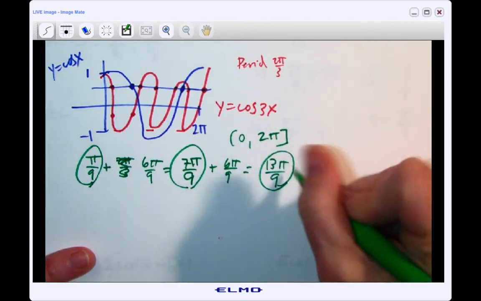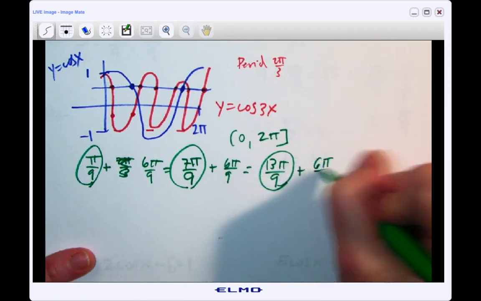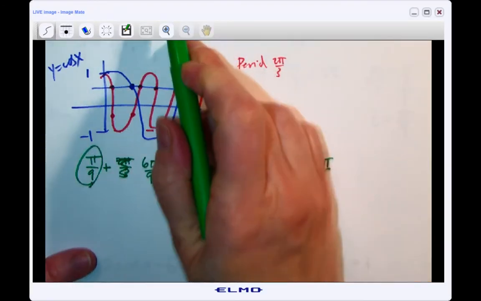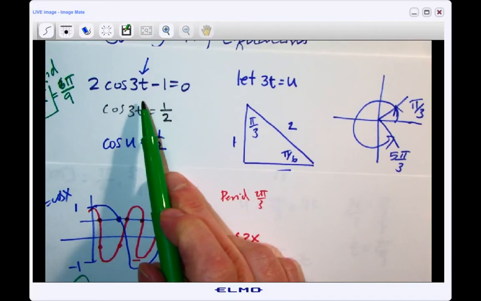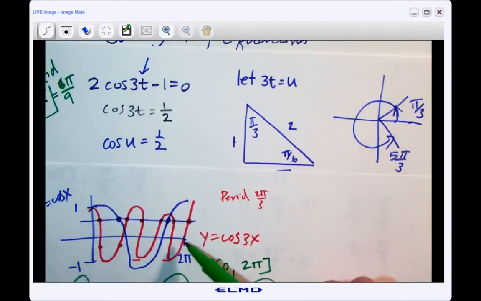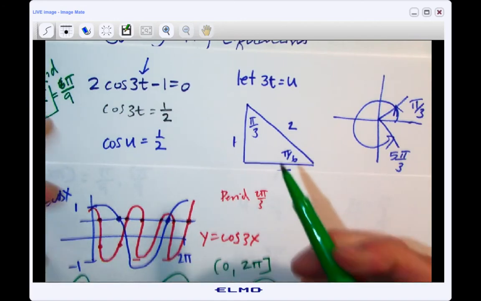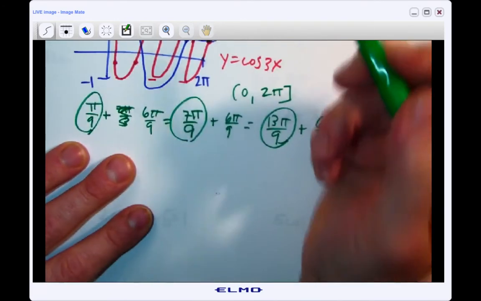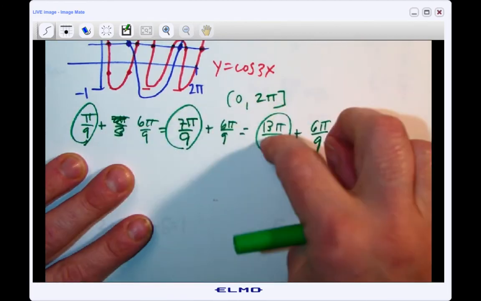Now, I already know this next one is not going to work because I know that this is a horizontal compression by a factor of 3. And that means that there's 3 times as many waves, so there's 3 times as many solutions. So I'm looking for 6 solutions. I know that I'm looking for 6, so I'm pretty sure these are all of them.